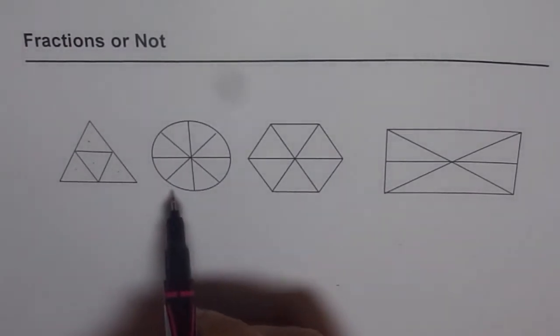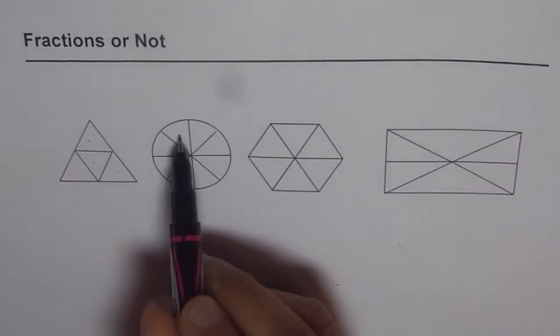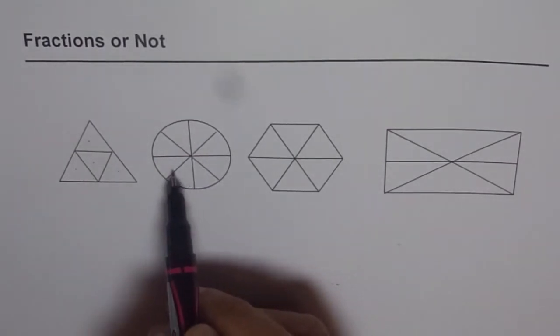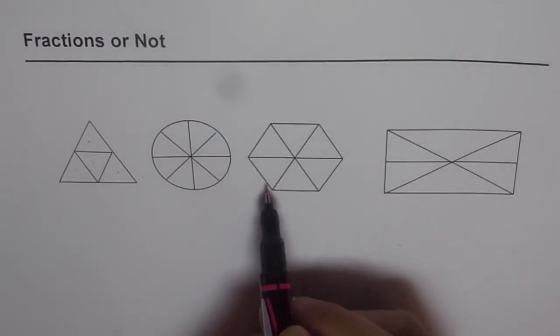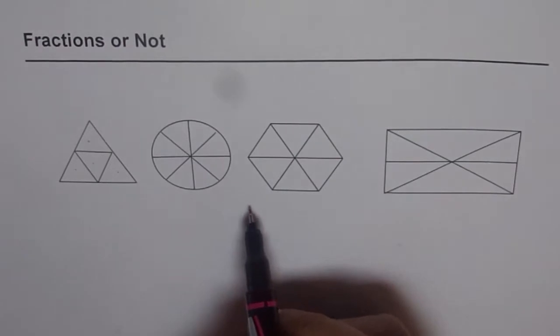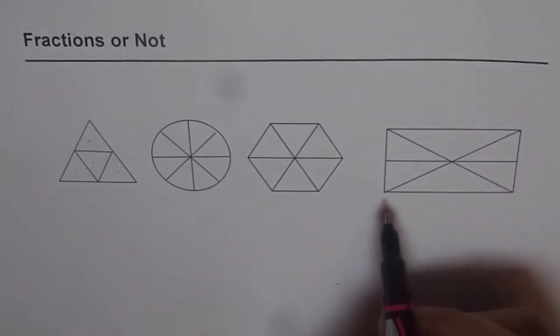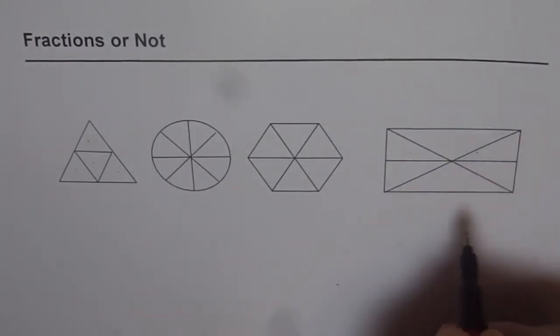In this case we have a circle, and how many triangles do you see? Circle has been divided into 1, 2, 3, 4, 5, 6, 7, 8 parts. And then we have a hexagon, and hexagon has been divided into 1, 2, 3, 4, 5, 6 parts. And here we have a rectangle, and rectangle has been divided into 1, 2, 3, 4, 5, 6 parts, right?